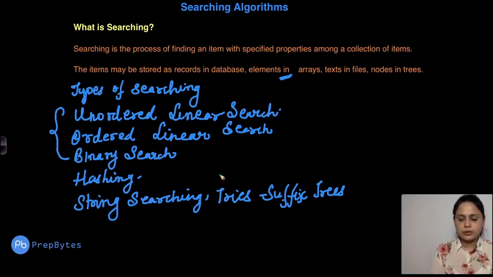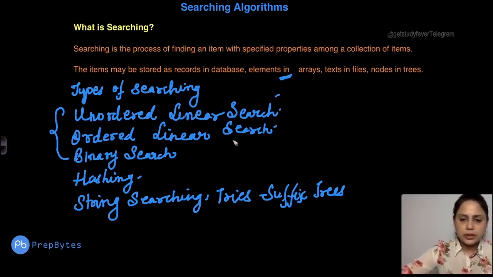Today we are going to discuss the case where you are given a set of items stored in an array, and you have to find a particular item in that array. How are you going to do it? First we will see these algorithms, then we will see how we can optimize them. As I said, hashing and string searching we will discuss later on, when we talk about string searching algorithms or hashing.